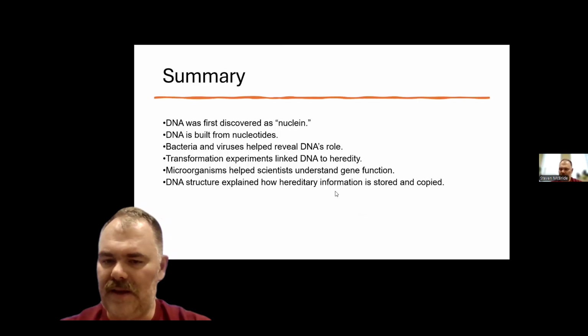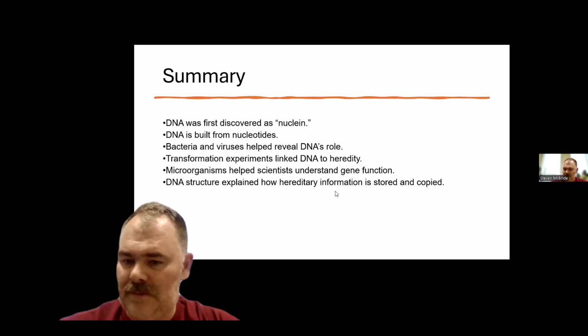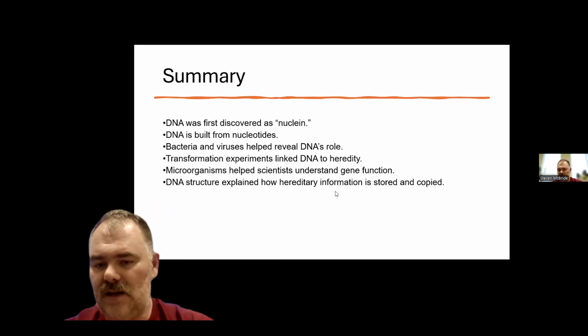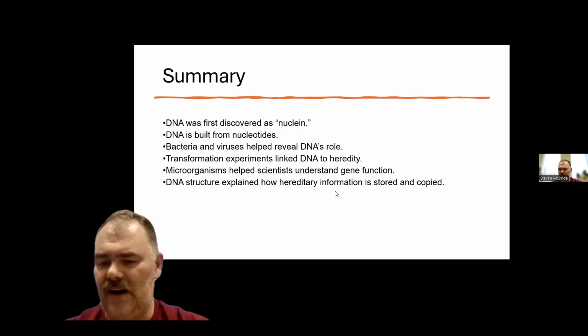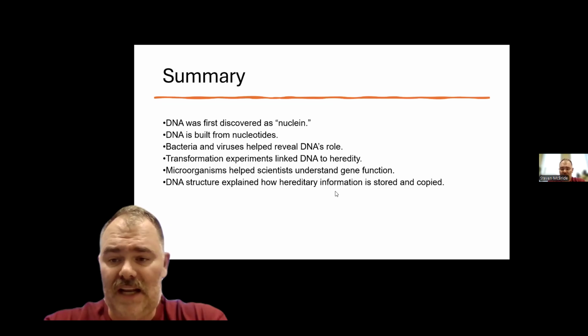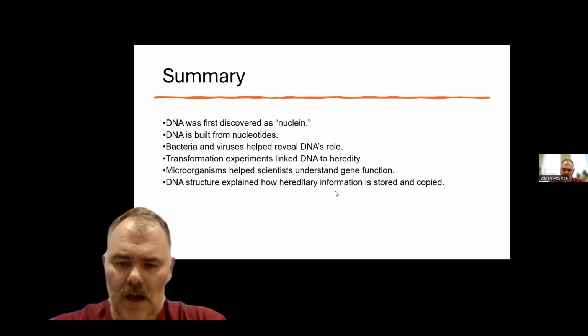And so to kind of bring this all together, let's look at the big picture. DNA was first discovered as this mysterious substance called nuclein. Scientists later discovered DNA is made of nucleotides. Experiments with bacteria and viruses demonstrated that DNA carries hereditary information. So, like, we owe our modern understanding of genetics largely to microorganisms.